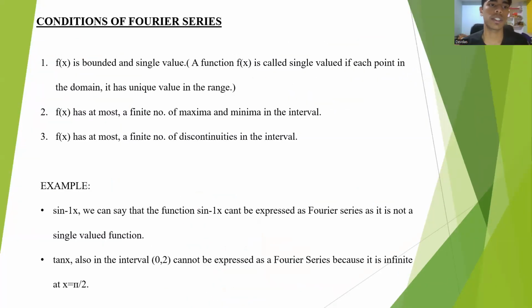Conditions of the Fourier series: f of x is bounded and single valued. A function f of x is called single valued if at each point in the domain it has a unique value in the range. f of x has at most a finite number of maxima and minima in the interval. f of x has at most a finite number of discontinuities in the interval.